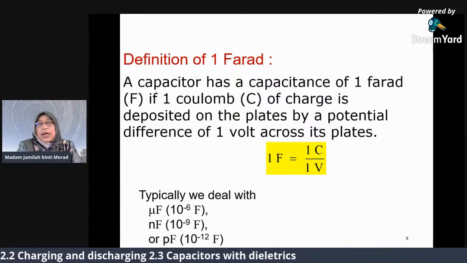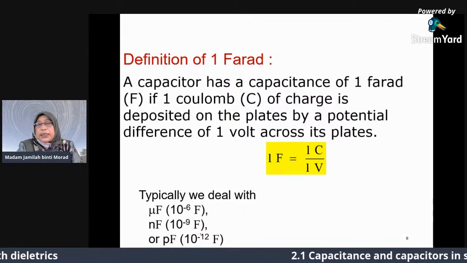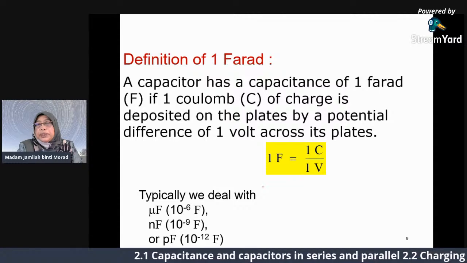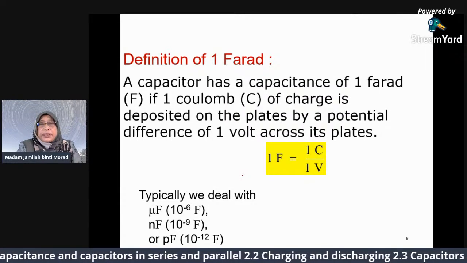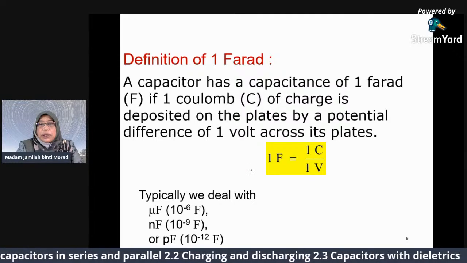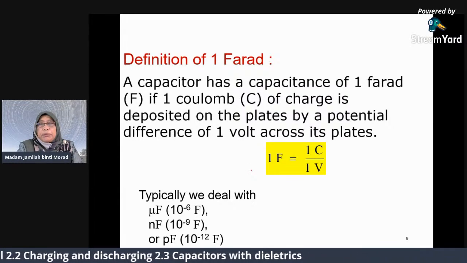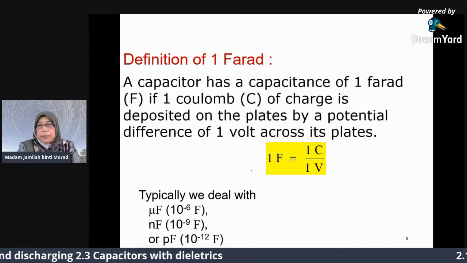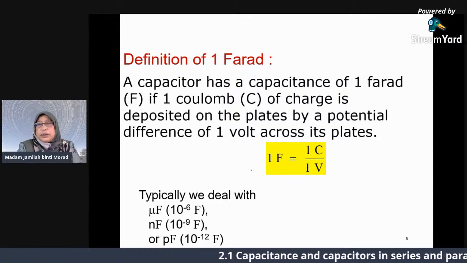Normally our capacitors are very small in size, 10 negative 6, 10 negative 9 or 10 negative 12. When you buy a capacitor, it is printed there what the capacitance of the capacitor is. You can see the storage of that capacitor is equal to its capacitance, its ability to store charge. The higher its capacitance, the higher its ability to store charge.